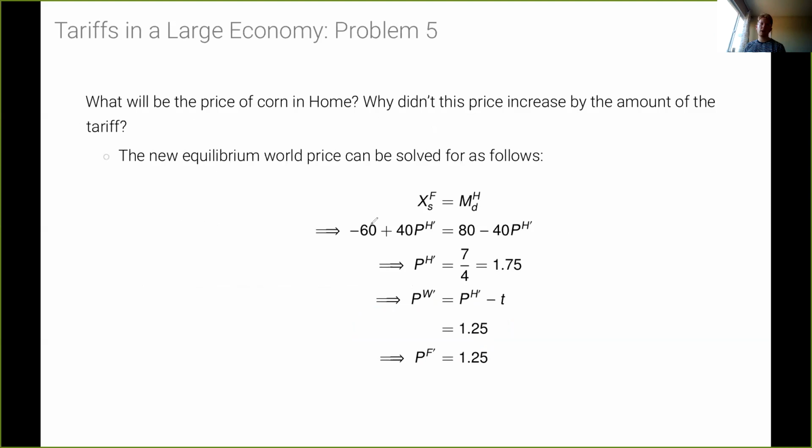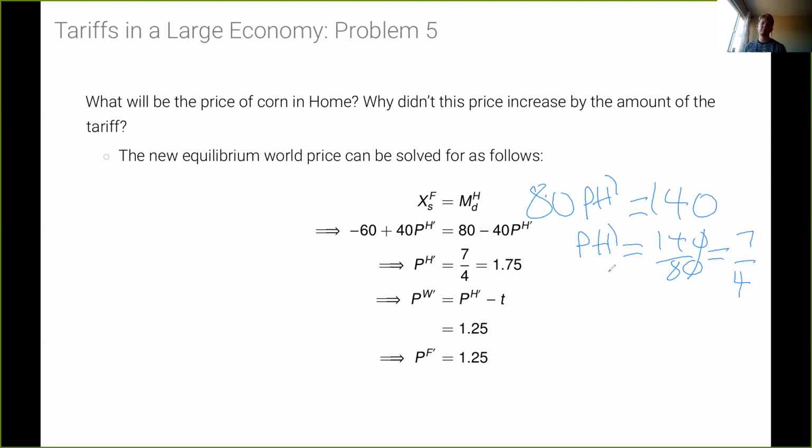Now the new world equilibrium price can be solved for as follows. We're just going to set the new foreign export supply curve and the new home import demand curve equal. If I add 40 PH prime on both sides and I add 60 on both sides, then I get that 80 PH is equal to 140. And so PH is equal to 140 over 80. Those zeros cancel, and I can divide by 2 to get that this is 7 over 4.